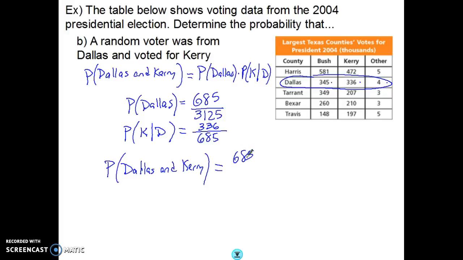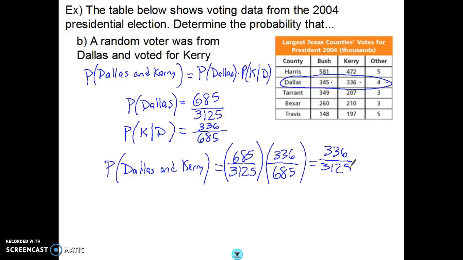So 685 over 3,125 times 336 over 685. And when you do this math out, when you do the multiplication, actually these 685s end up canceling, which leaves you with a fraction of 336 out of 3,125. That's the first way you can do this, which in this case I think actually ends up being the more complicated way.